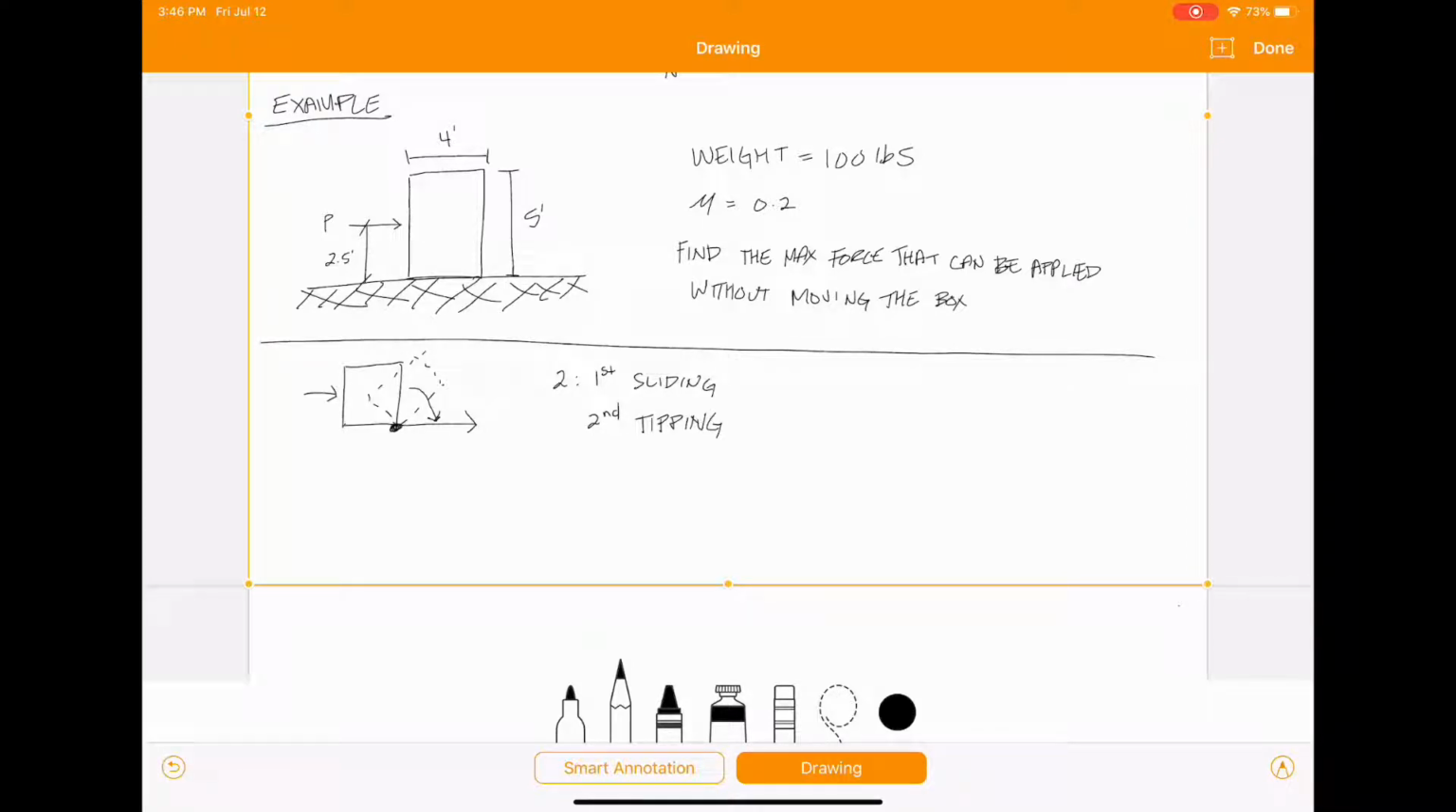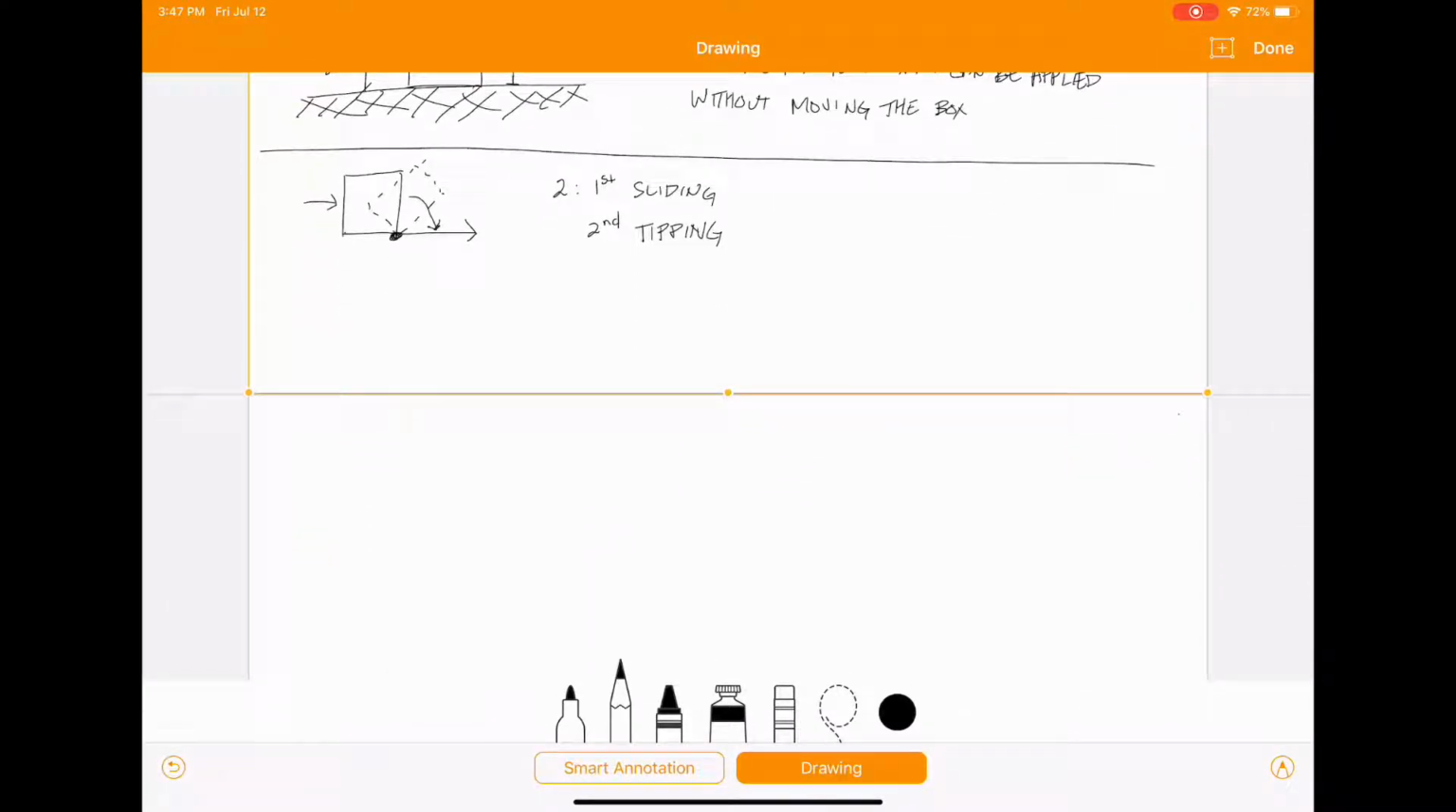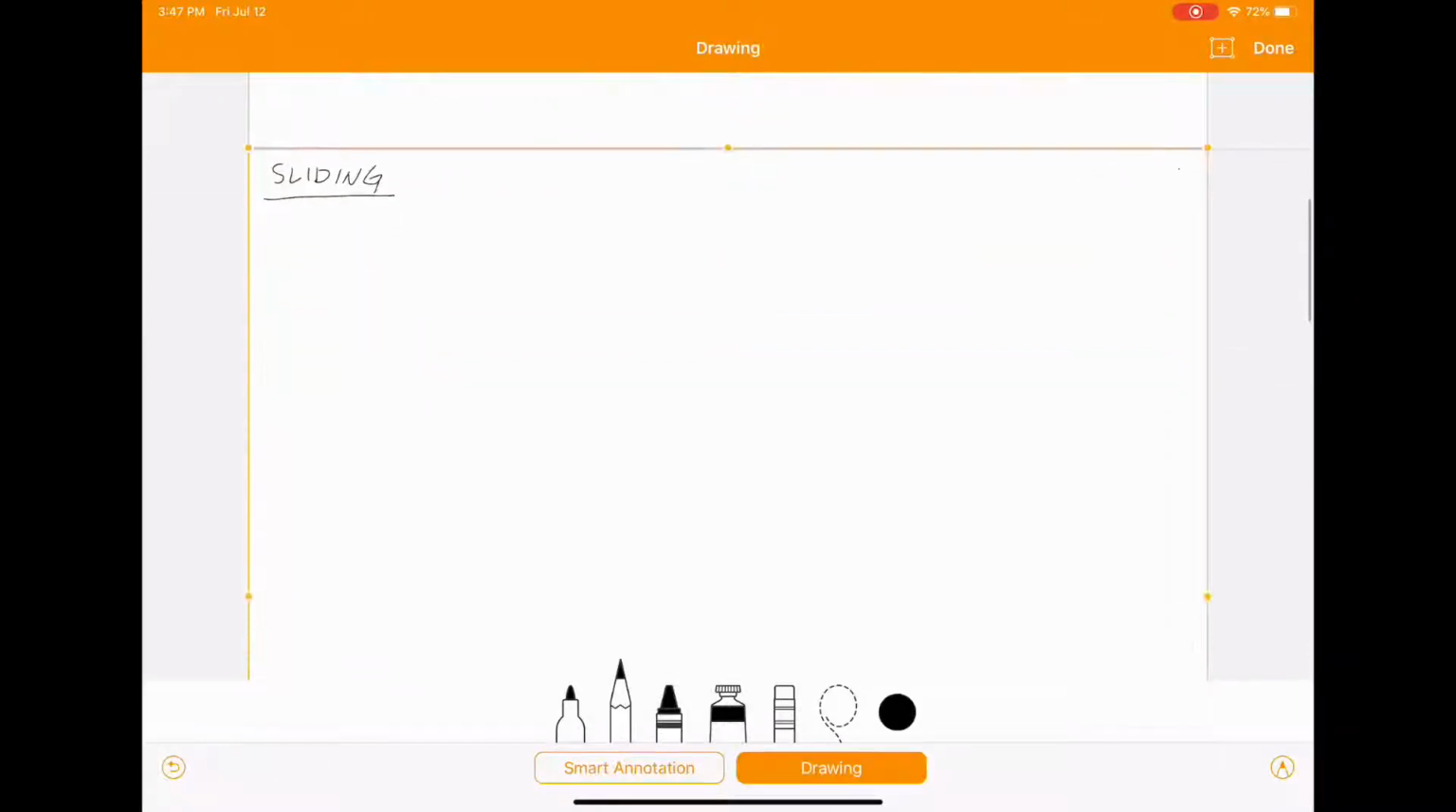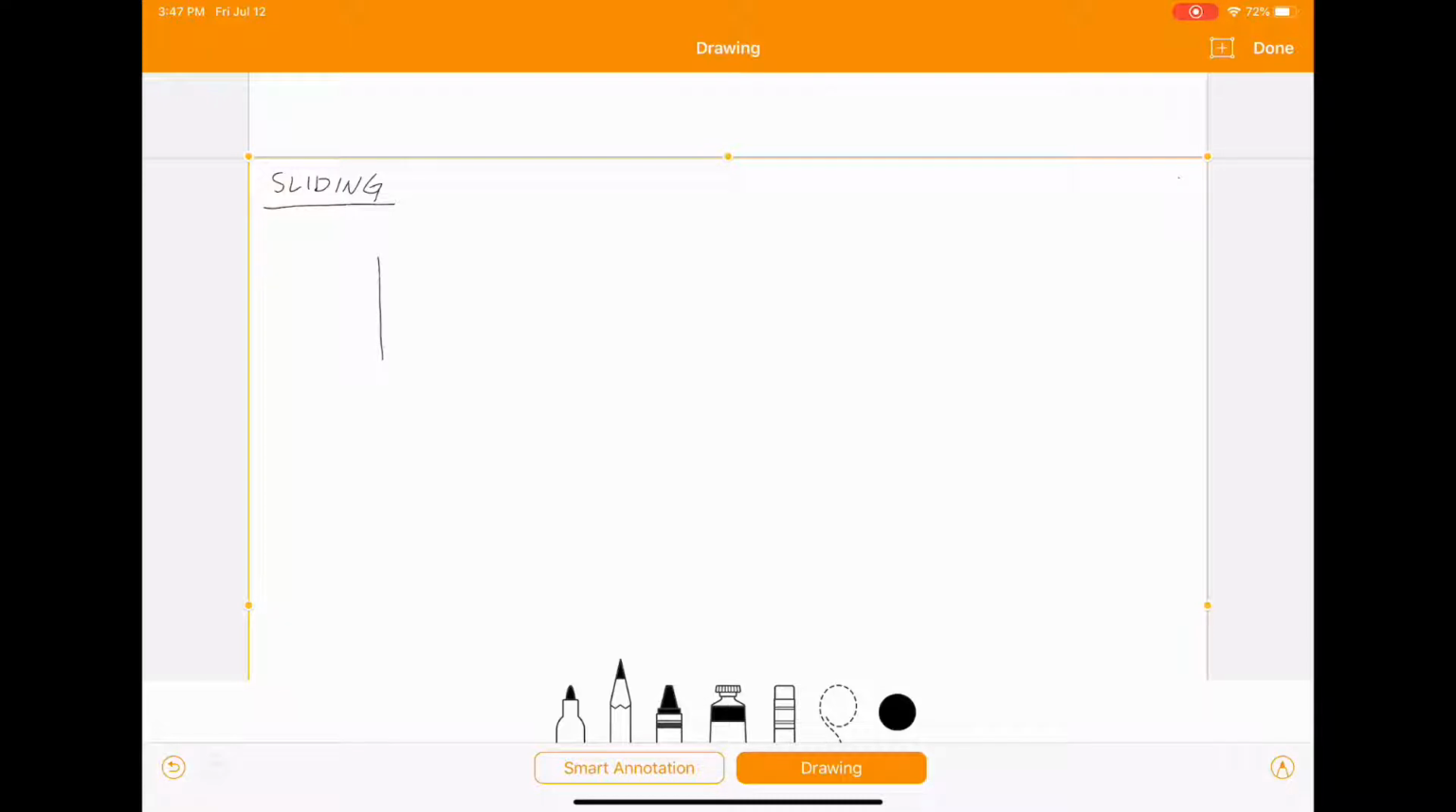So we're going to evaluate both of these scenarios and then compare our forces, and whichever force is less, that's the controlling scenario. So let's go ahead and look at sliding. First, we're always going to start with a free body diagram. So with a free body diagram, you always start with your object. Then you apply your forces.